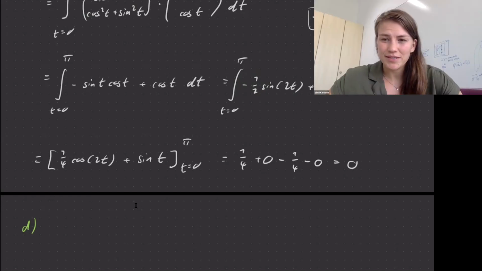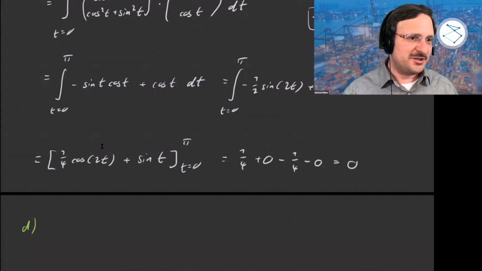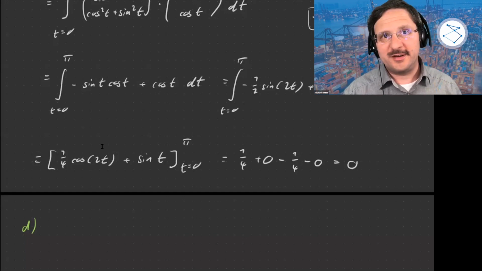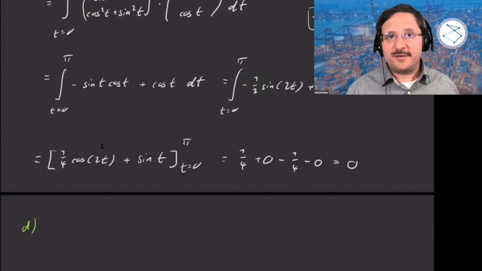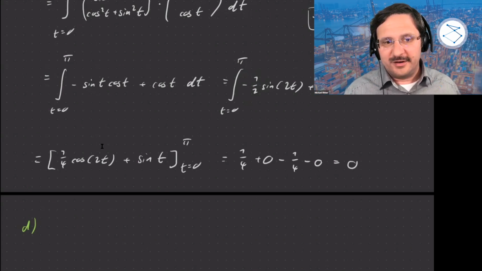Okay, that was everything. Good. So now let's go to D. Final question on that problem. Is V a conservative field? What that means is, is there a potential, a function that has V as its gradient field?